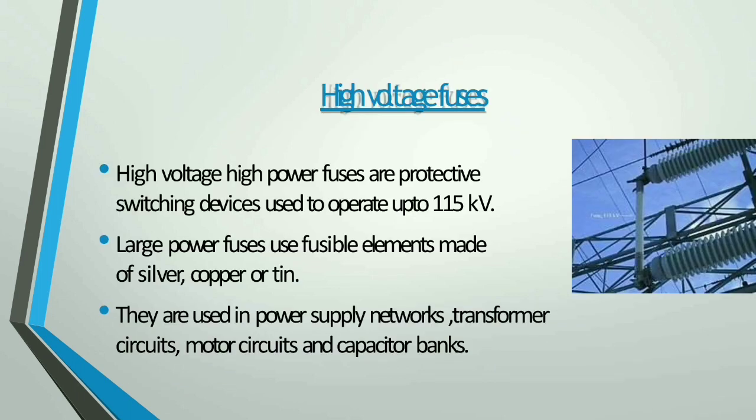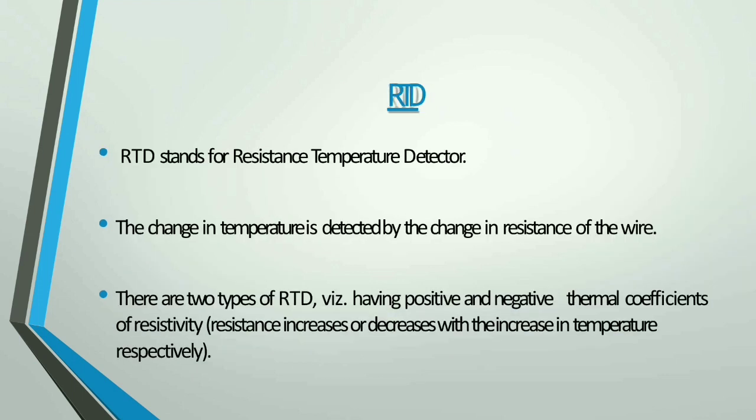High voltage fuses. High voltage, high power fuses are protective switching devices used to operate up to 115 kV. Large power fuses have fusible elements made of silver, copper, or tin. They are used in power supply networks, transformer circuits, motor circuits, and capacitor banks.